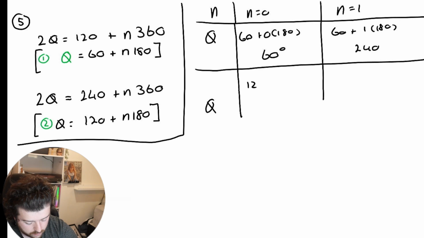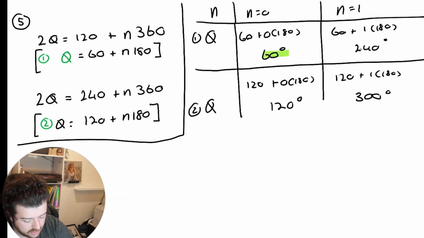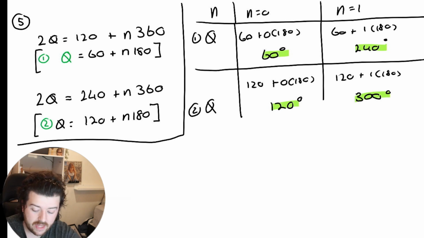Then this equation here, 120 plus n 180. I'll say this is equation 1, equation 2. 120 plus 0 times 180 is just 120 degrees. And then here, 120 plus 1 times 180 is going to be equal to 300 degrees. And there are my 4 solutions: 60, 240, 120, 300. And if you were to put these back into your calculator, we should be getting negative a half for cosine.